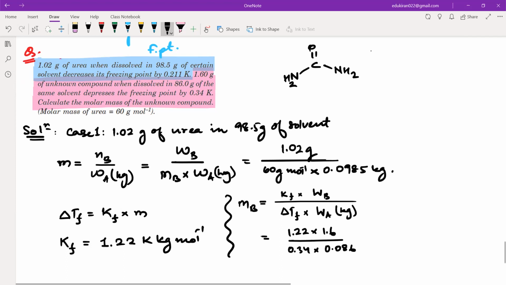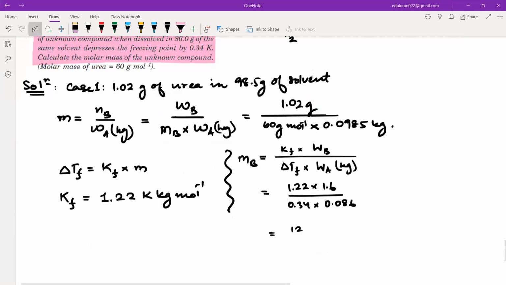हाँ करेक्ट हमजा. 1.22 into 1.6. क्योंकि जब भी आपके पास इस तरह के सवाल हो ना, what I do and what I suggest you to do is write this as 122 into 10 to the power minus 2 into 16 into 10 to the power minus 1.